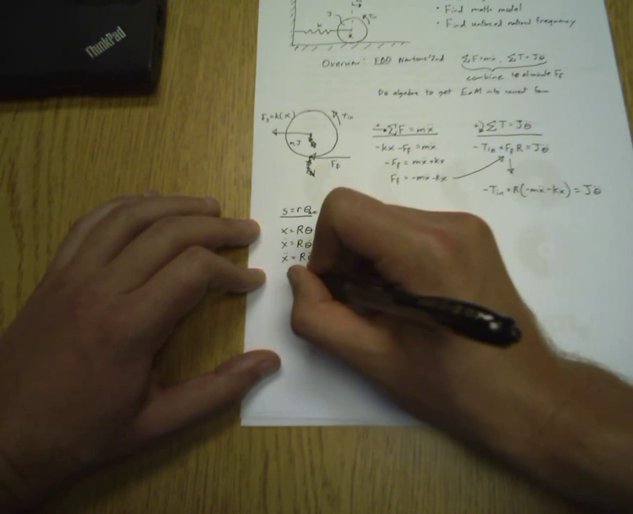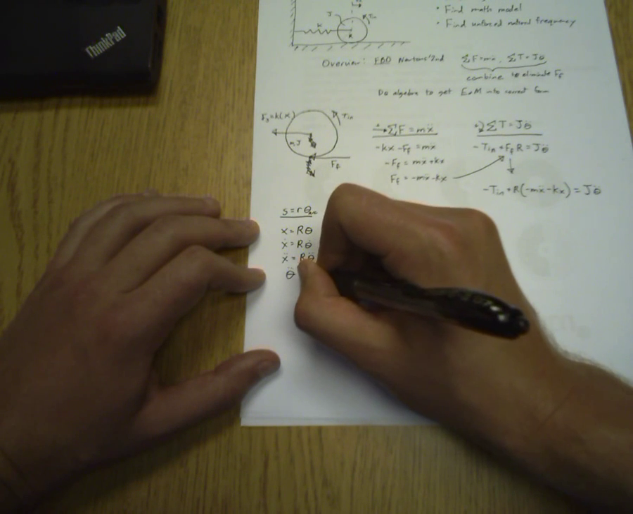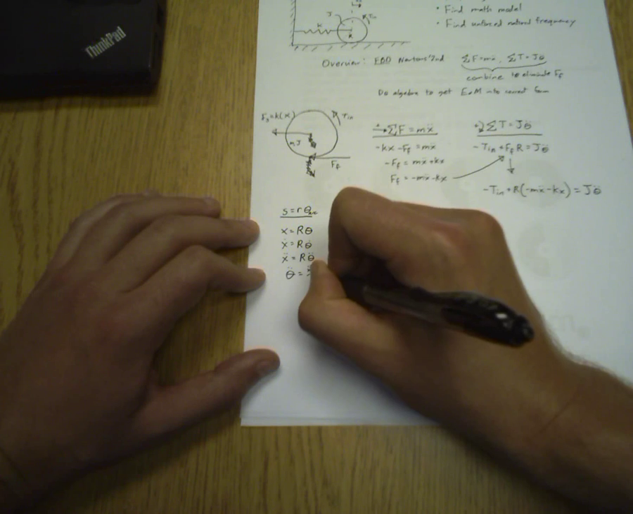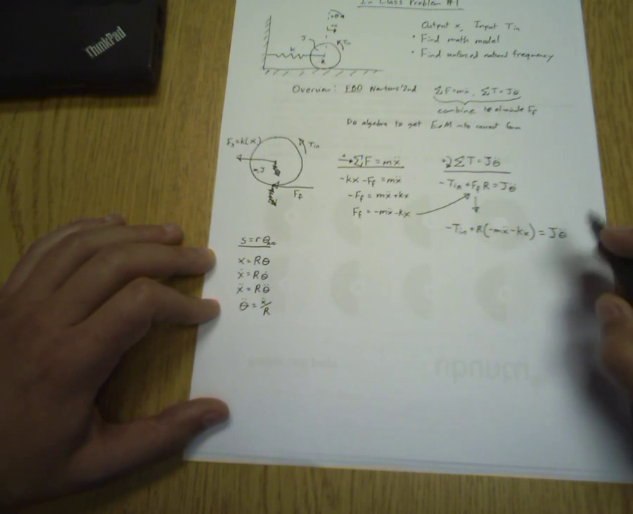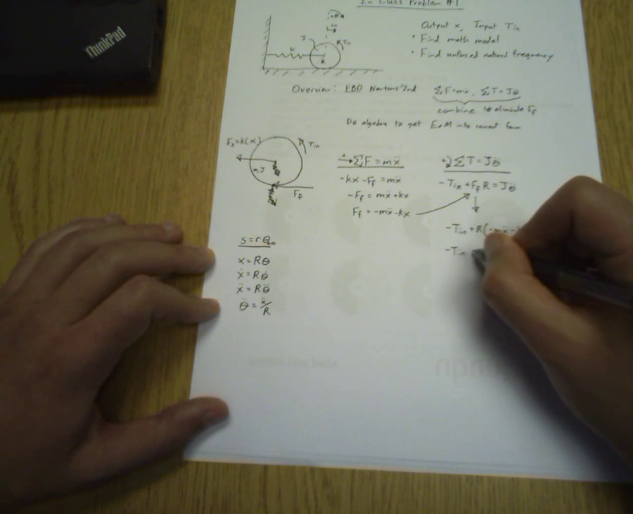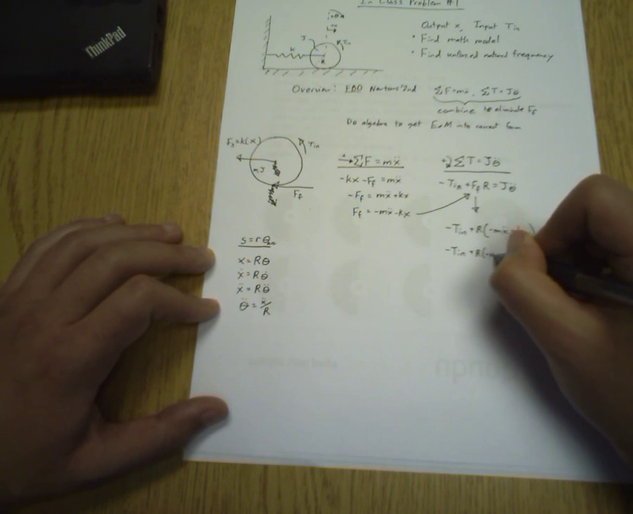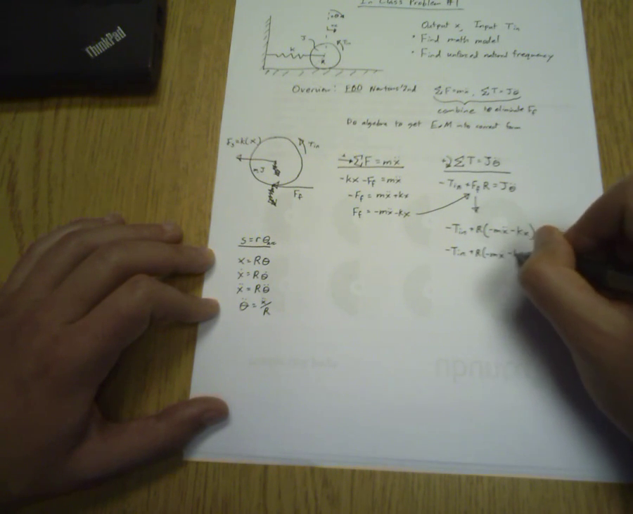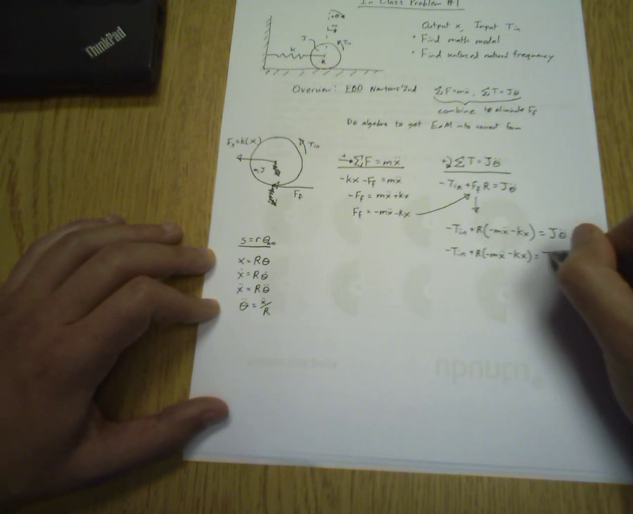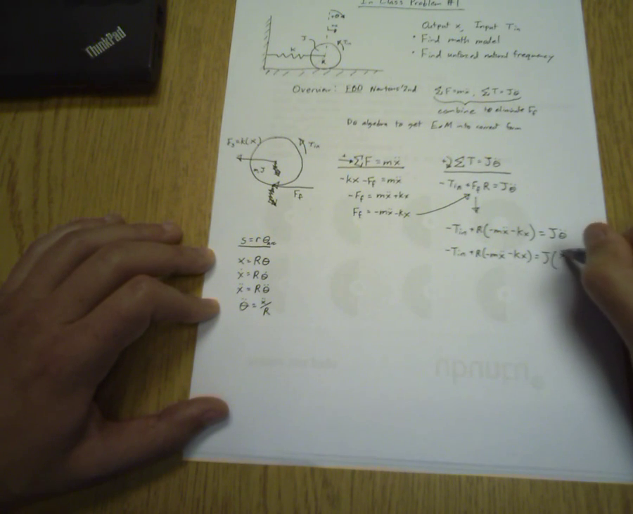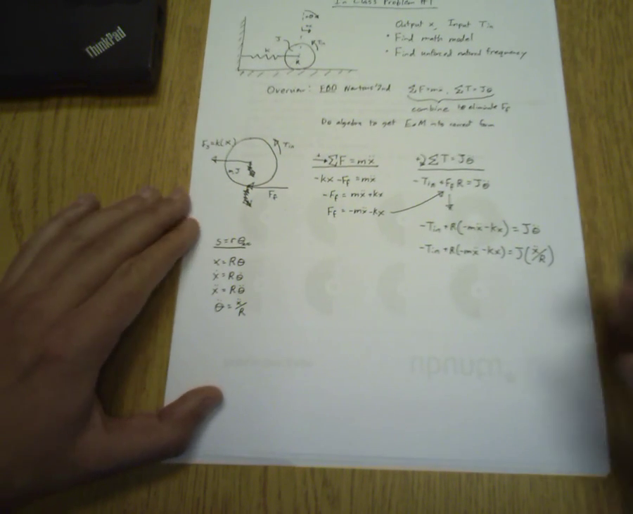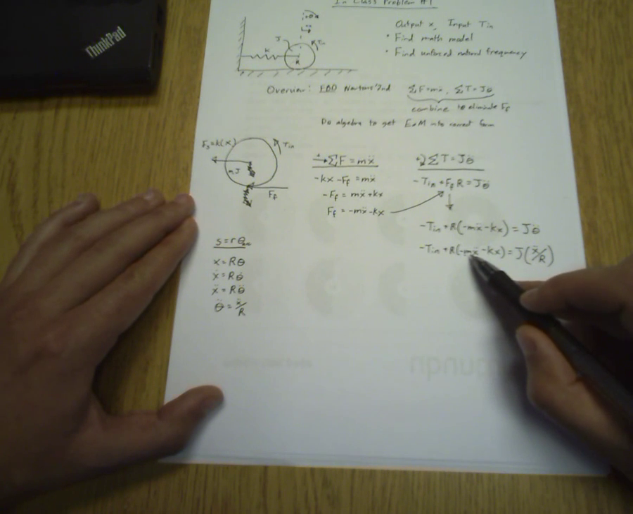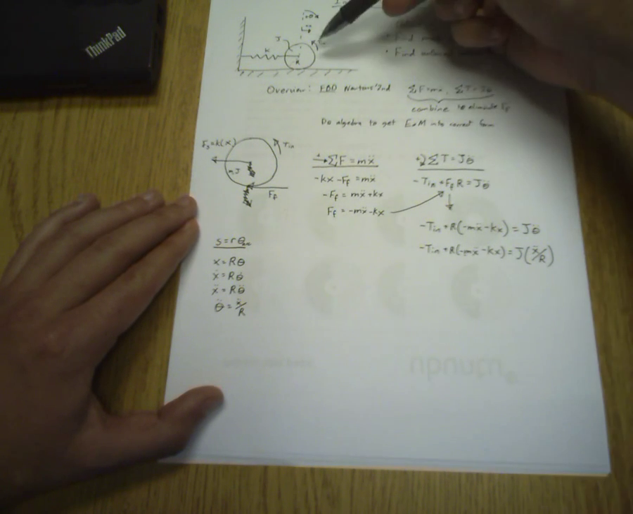So I can solve this for theta double dot, like so. And we'll plug that in here to our equation of motion. And now we've eliminated theta from the problem. The next thing that I want to eliminate, and the last thing, is this intermediate variable m. So this is the mass of the disk, which was not given.